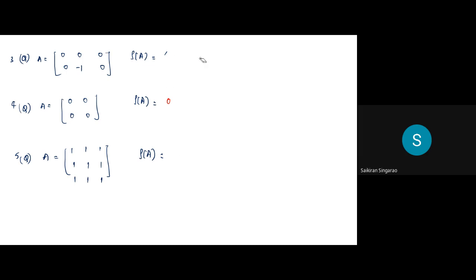Anyways, let us try to understand, because whatever answers you are giving are almost right. The rank of this is 1 is the correct answer. The rank of this is 0 is the correct answer. The rank of this is 1 is the correct answer. See how. Sir, how many 2 cross 2 matrices can be formed? This is one 2 cross 2 matrix. This is another 2 cross 2 matrix. This is another 2 cross 2 matrix.